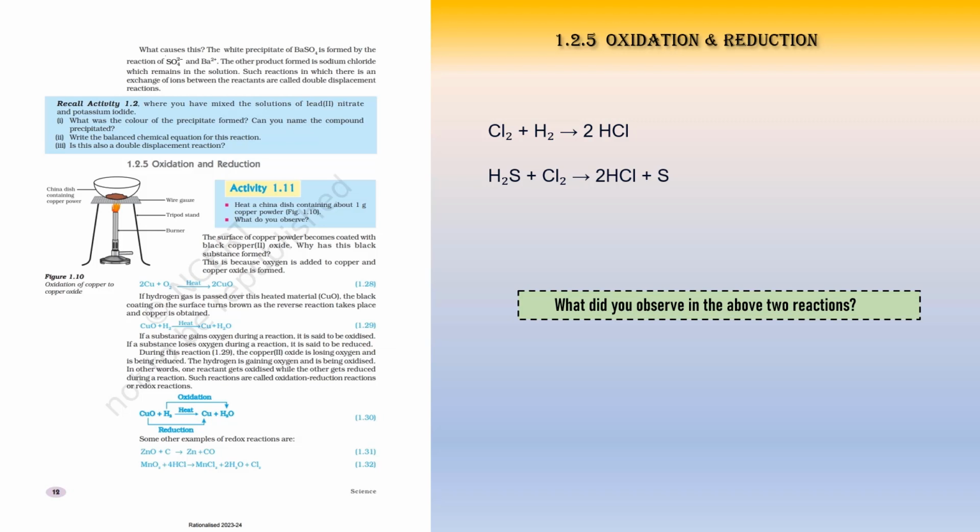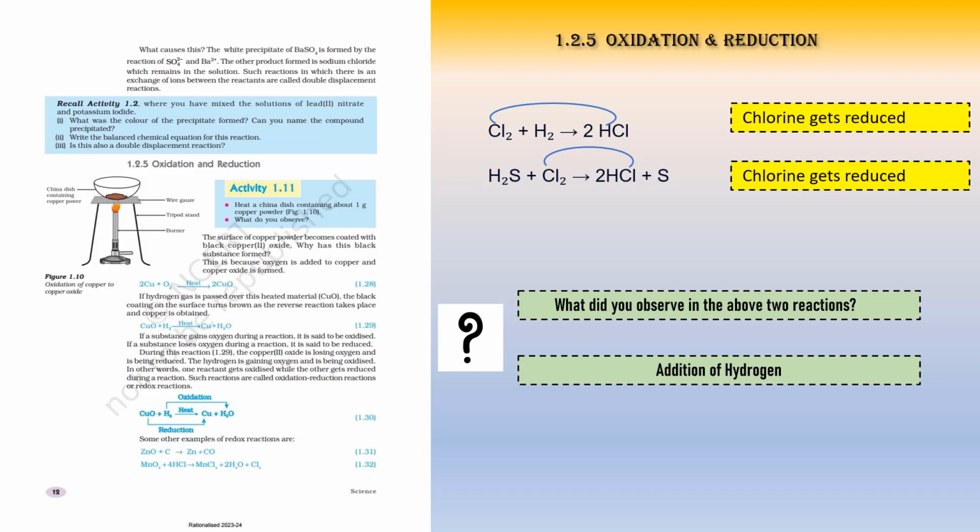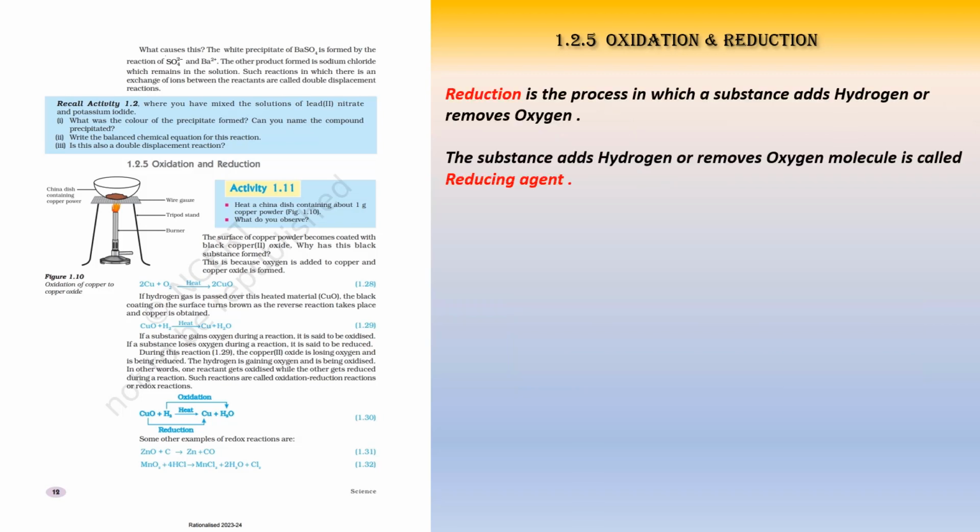What did you observe in the above two reactions? You were right if you have observed that chlorine adds on hydrogen atom to form hydrogen chloride. Similarly, in the second equation, chlorine again adds hydrogen atom to form hydrogen chloride, but in two different reactions. Therefore, we can also say that addition of hydrogen has taken place and chlorine has got reduced in both the cases. So, if we may sum up, reduction is the process in which a substance adds hydrogen or removes oxygen.